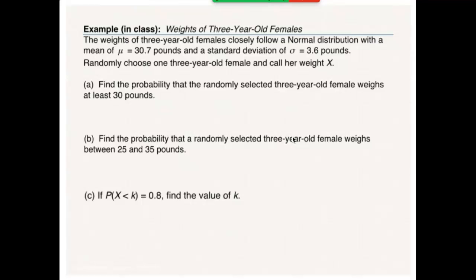All right, so we'll just finish up with a quick example of continuous random variables. The weights of three-year-old females closely follows a normal distribution with a mean of 30.7 pounds and a standard deviation of 3.6 pounds. Randomly choose one three-year-old female and call her weight X. Find the probability that the randomly selected three-year-old weighs at least 30 pounds.